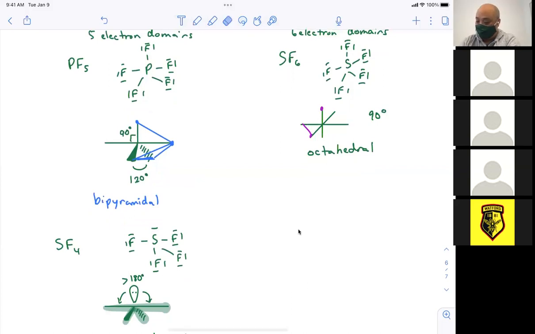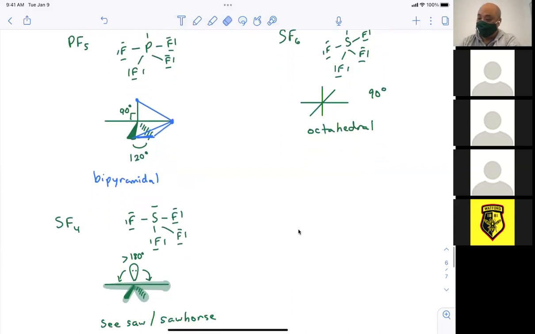Okay, octahedral. And these are all 90 degrees because it's X, Y, and Z. Okay, let me erase these purple lines here. Just wanted to see that.